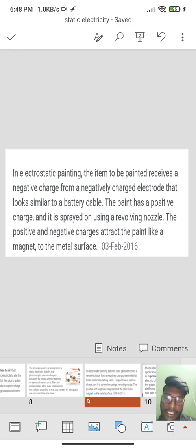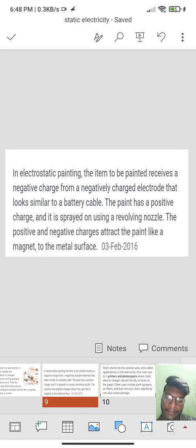In electrostatic painting, the item to be painted receives a negative charge from a negatively charged electrode that looks similar to a battery cable. The paint has a positive charge and it is sprayed on using a revolving nozzle. The positive and negative charges attract the paint like a magnet to the metal surface.